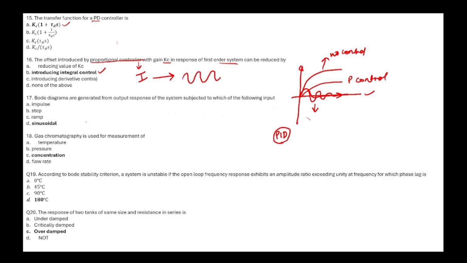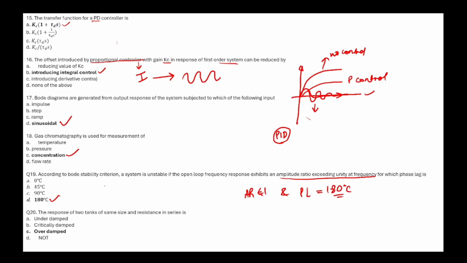Bode diagrams are generated for the output response of a system subjected to which of the following inputs? A sinusoidal input. According to the Bode stability criteria, the amplitude ratio should not exceed unity at the frequency for which the phase lag is 180. I told you in the previous question, when you were solving the questions on the Bode plot, phase margin and gain margin, that the amplitude ratio should not exceed 1 and the phase lag will be 180, not more than that.